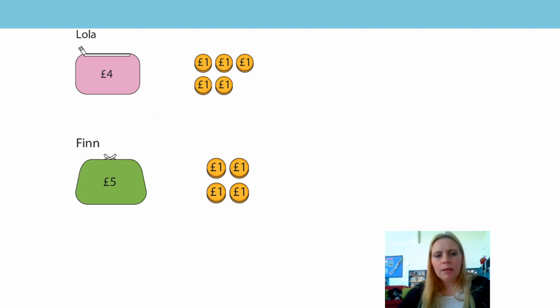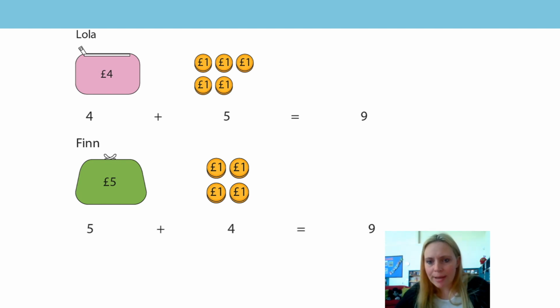Okay. Here's the equation to go with Lola's purse. £4 in the purse, £5 out of the purse, £9 altogether. Here's the equation to go with Finn's money. £5 in the purse, £4 out the purse, £9 altogether. They've got the same amount of money.